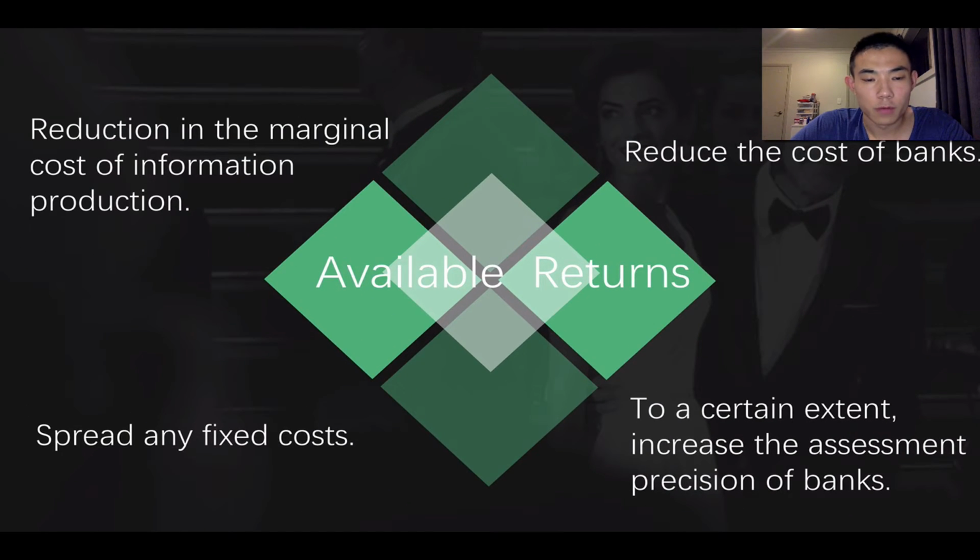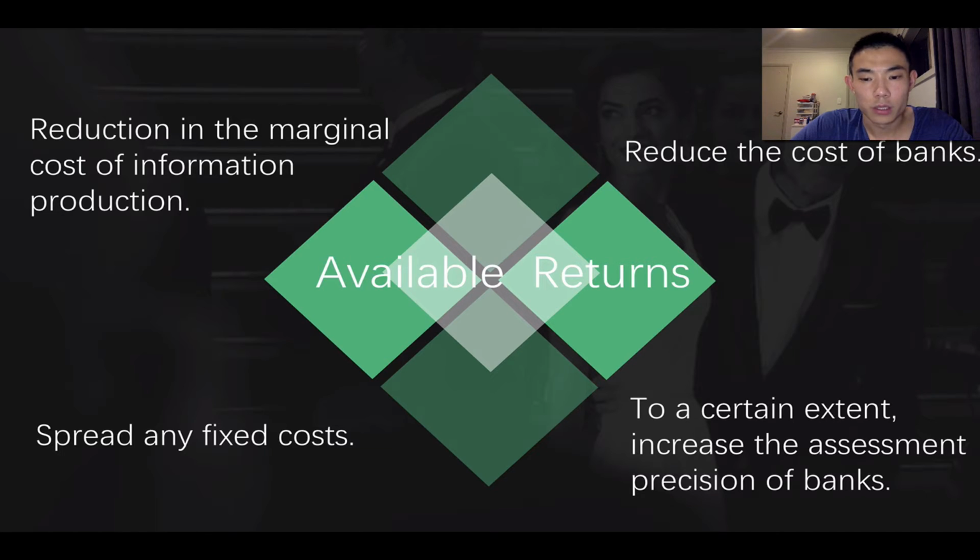Let's talk about the return. The benefit of relationship banking is a reduction in the marginal cost of information production. This reduction is achieved through increased firm-specific information, which the bank can use multiple times during the relationship period when providing the same or other financial services. Relationship banking provides financial services or products including letters of credit, payrolls, cash management services or deposits.